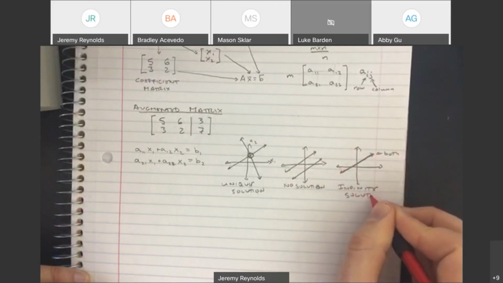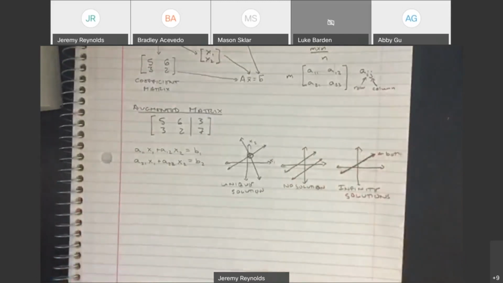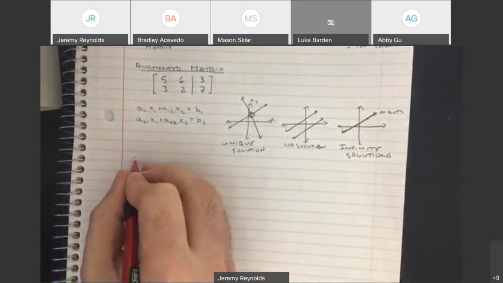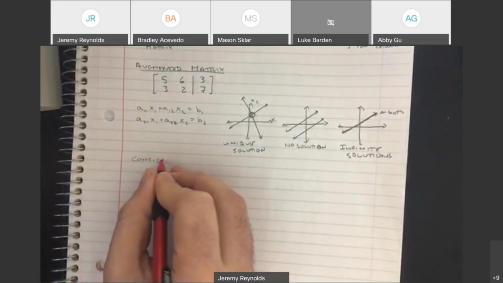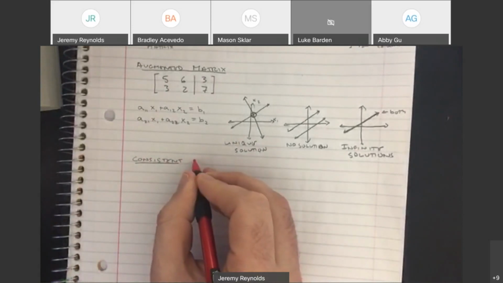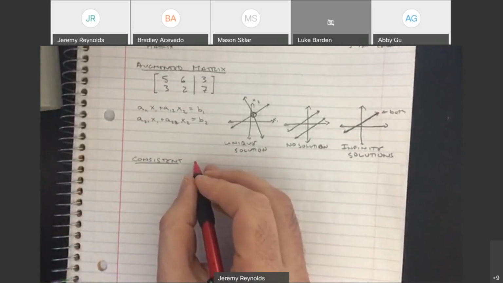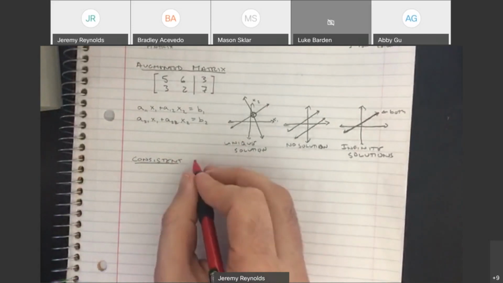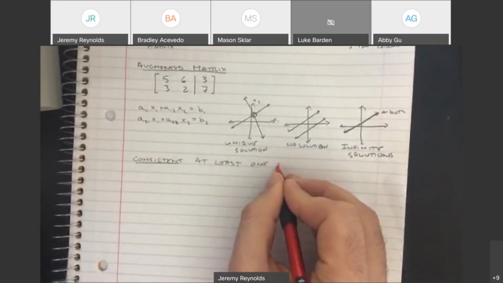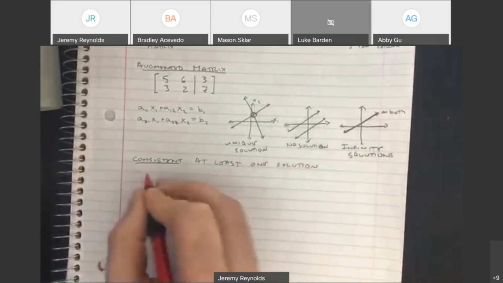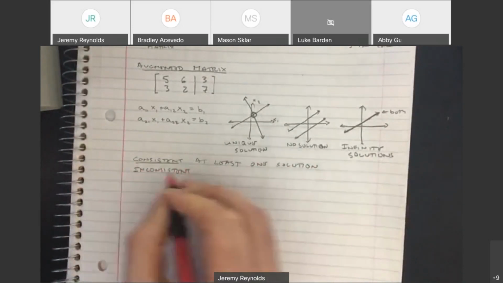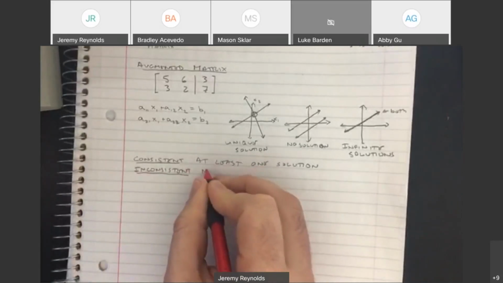And then some vocabulary we need. If there is a solution, so if there is a unique solution or there are infinite solutions, we have what's called a consistent matrix, or a consistent system of equations. So there's at least one solution. And an inconsistent system means there's no solution.